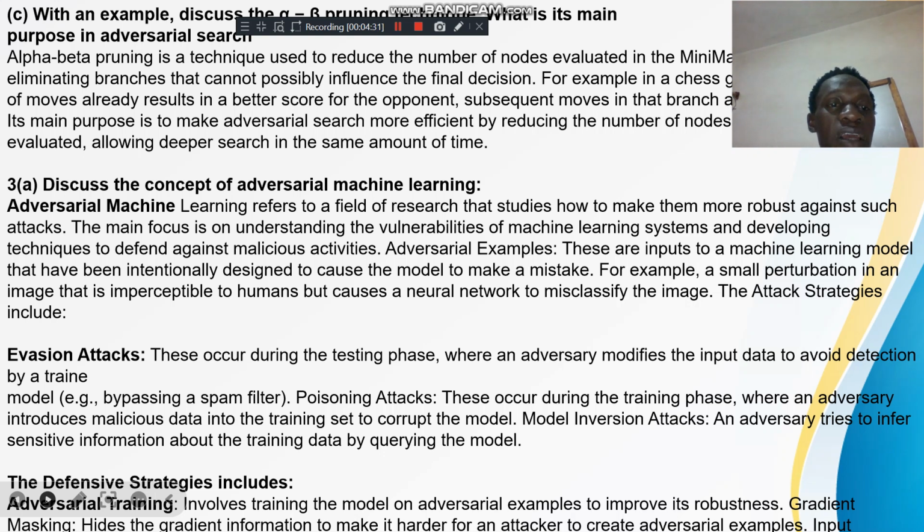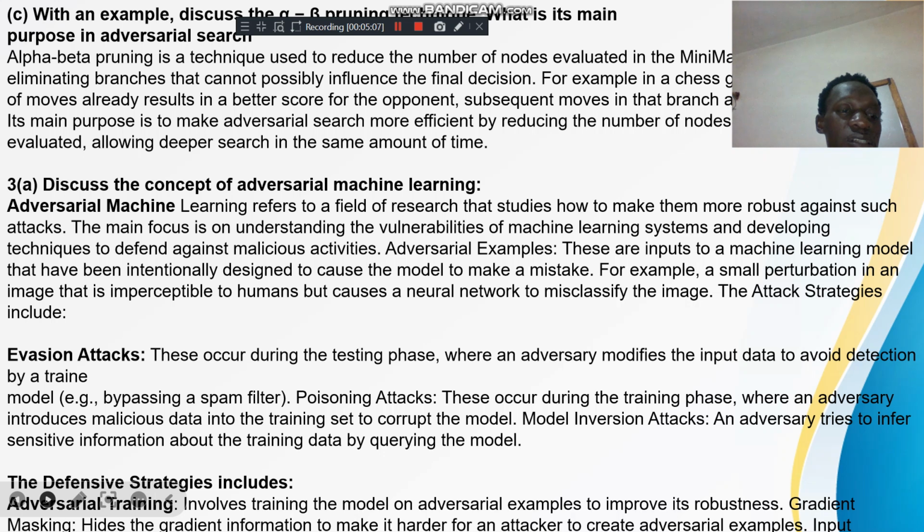Discuss the concept of adversarial machine learning. Adversarial machine learning refers to a field of research that studies attacks on machine learning models and how to make them more robust against such attacks. The main focus is on understanding the vulnerabilities of machine learning systems and developing techniques to defend against malicious activities. Adversarial examples: these are inputs to machine learning models that have been intentionally designed to cause the model to make a mistake. For example, a small perturbation to an image that is imperceptible to humans but causes a neural network to misclassify the image.